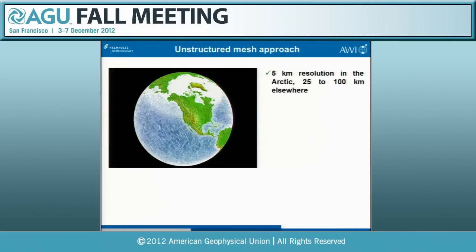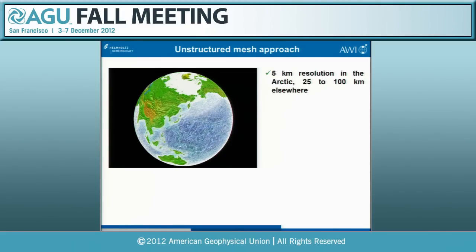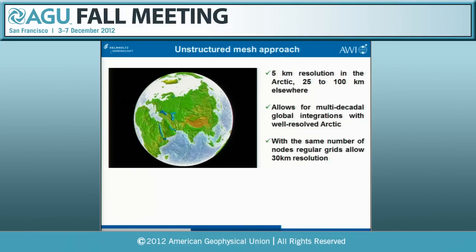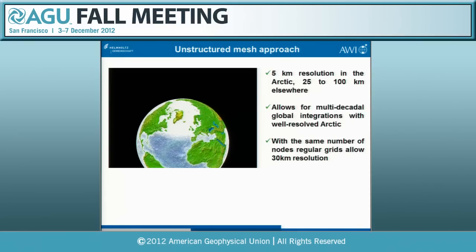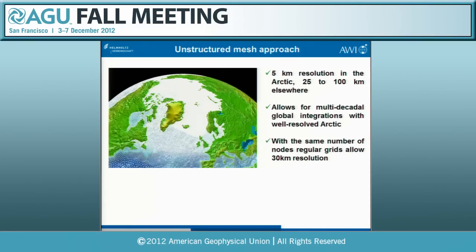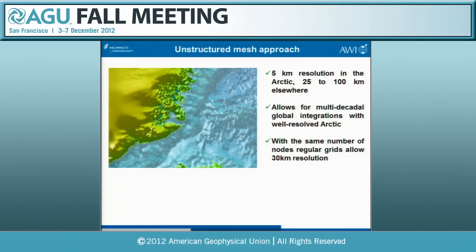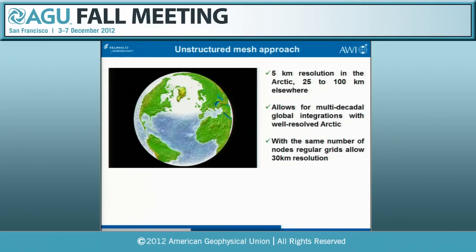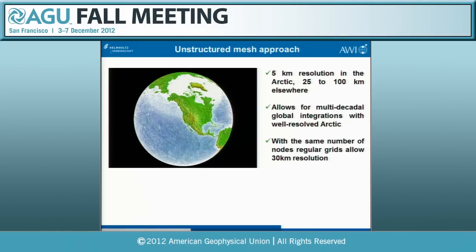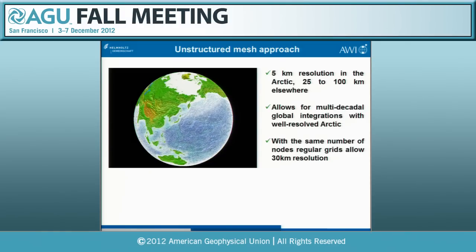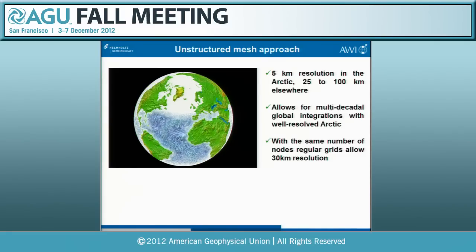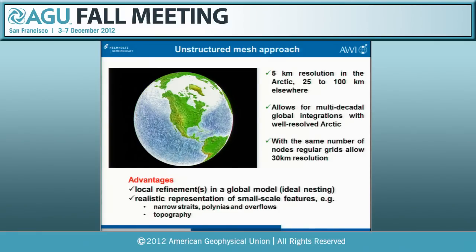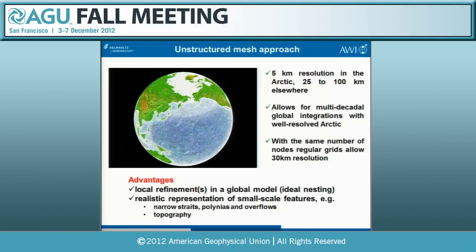Here the advantage of variable resolution is exemplified, where the North Atlantic region has been refined in the global setting. The resolution in the Arctic reaches 4 kilometers and goes from 25 to 100 kilometers in the rest of the ocean. This is an example of a sort of ideal nesting. Interestingly, structured mesh-based models would allow for a resolution of 30 kilometers if the same amount of surface nodes was used. And the advantage of the unstructured mesh approach is clear here.